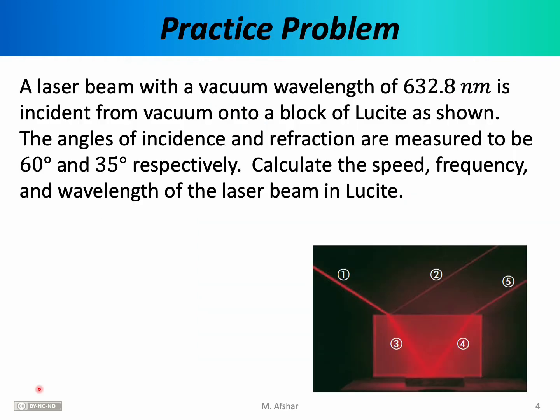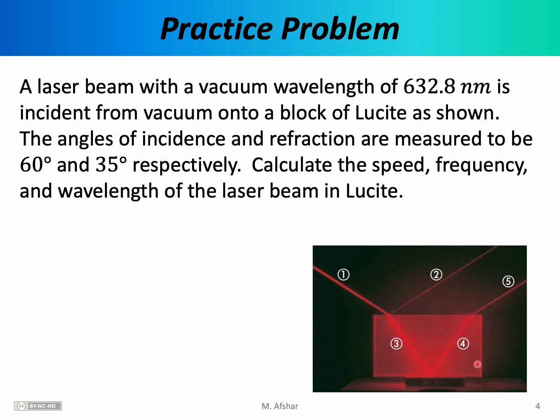So let's do a practice problem with what we've learned so far. A laser beam with a vacuum wavelength of 632.8 nanometers is incident from vacuum onto a block of lucite as shown. Lucite is basically transparent plastic. It's sometimes described as acrylic glass. The angles of incidence and refraction are measured to be 60 and 35 degrees respectively. Based on this information, calculate the speed, frequency, and wavelength of the laser beam inside lucite.